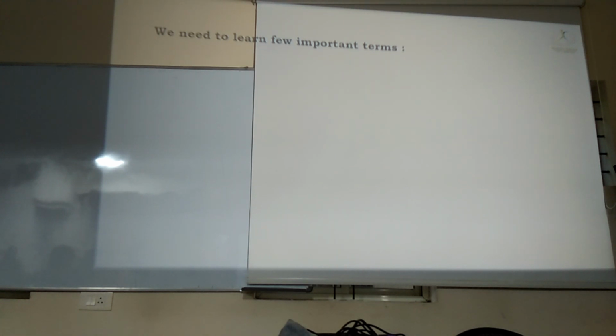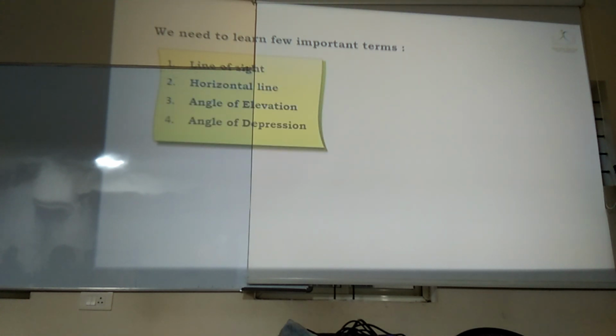Important terms. What are those important terms? Line of sight, horizontal line, angle of elevation, angle of depression. How many important terms are there? 4 important terms. We will start learning them one by one now with some scenarios, cases and examples. Okay, list down these terms. Write important terms and list down all 4 terms. I'll give you definitions for all.